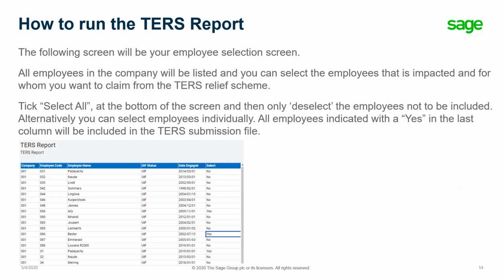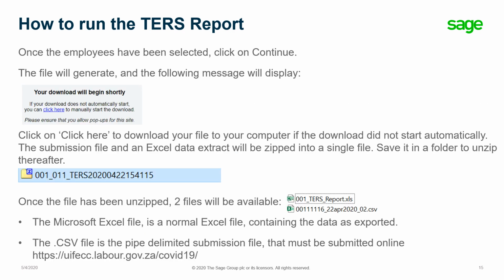The following screen will be your employee selection screen. All employees in the company will be listed, and you can select the employees that are impacted and for whom you want to claim from the TERS relief scheme. Tick Select All at the bottom of the screen and then only deselect the employees not to be included. Alternatively, you can select employees individually. All employees indicated with a yes in the last column will be included in the TERS submission file. Once the employees have been selected, click on Continue.